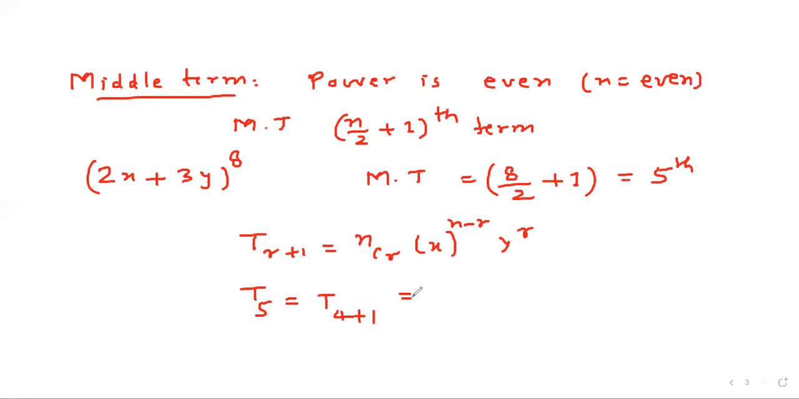And this will become, n is 8, 8C4 x^(8-4). Here x is 2x, so we write here (2x)^(8-4), and y is 3y, so (3y)^4, and then we evaluate it. Now let's see when n is odd.